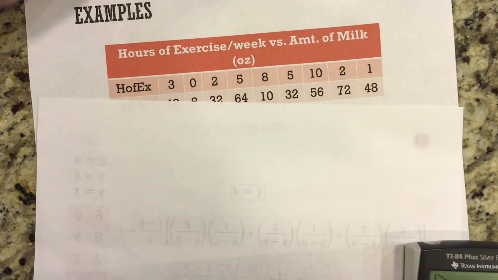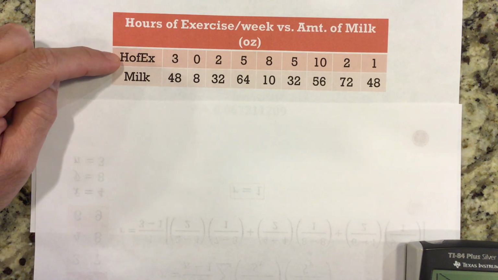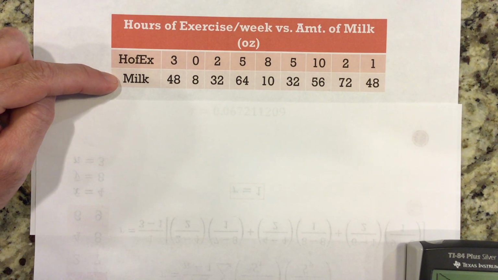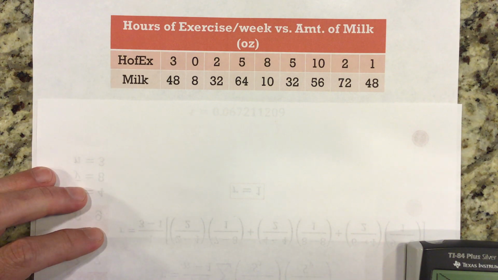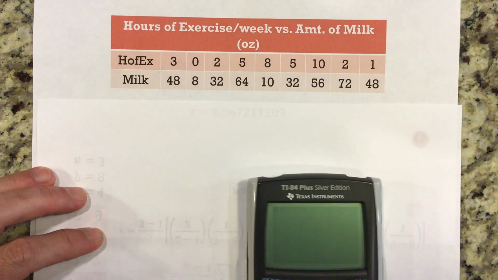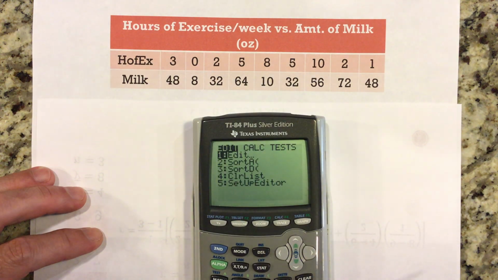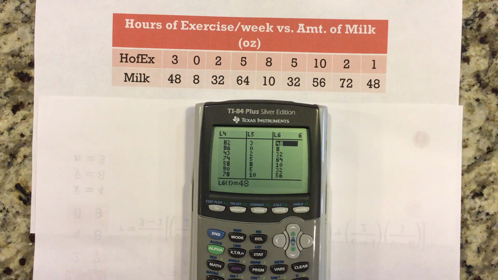All right, one more example. This time I collected data on the number of hours per week a person exercises and the amount of milk they drink that week. So we enter that data in our calculator. And now we try to figure out what is the explanatory variable and what variable is the response. This one's not so clear-cut, is it?